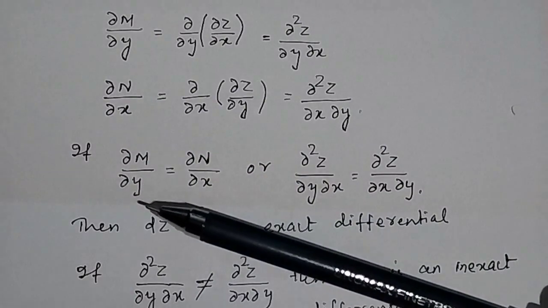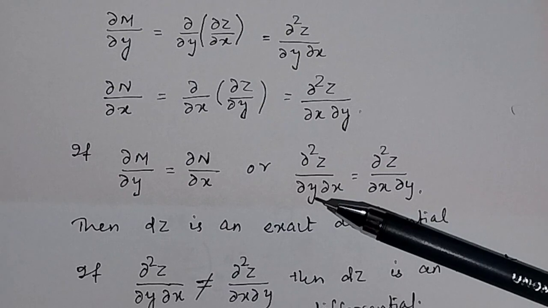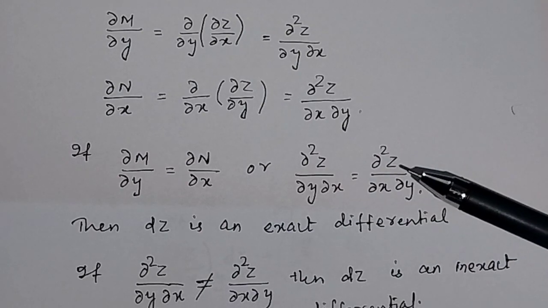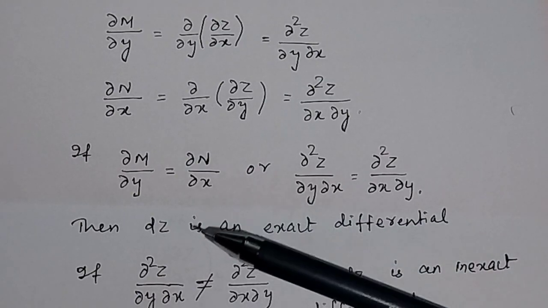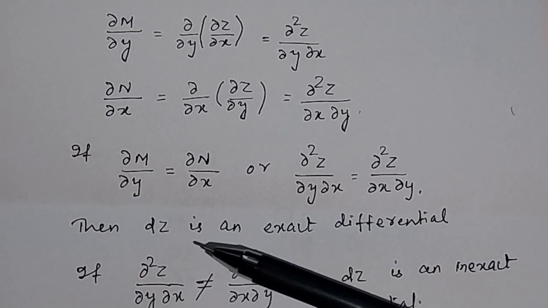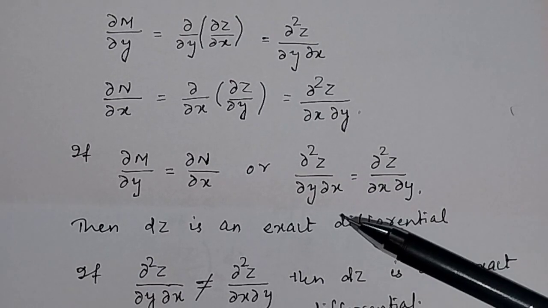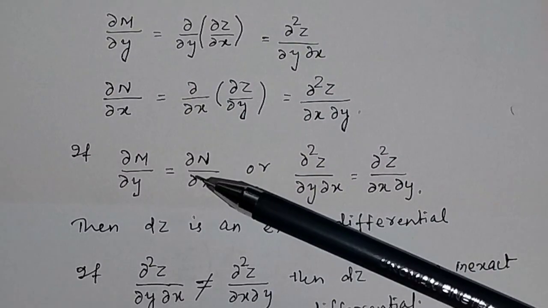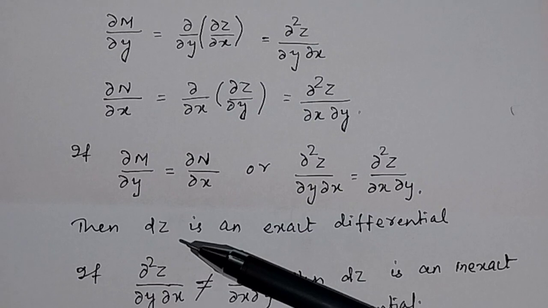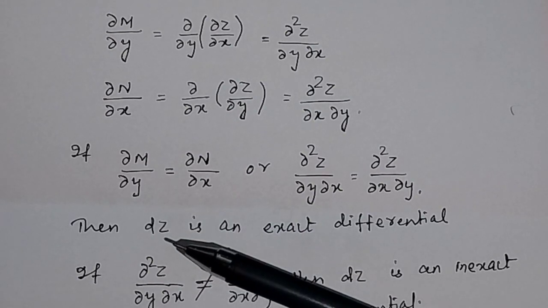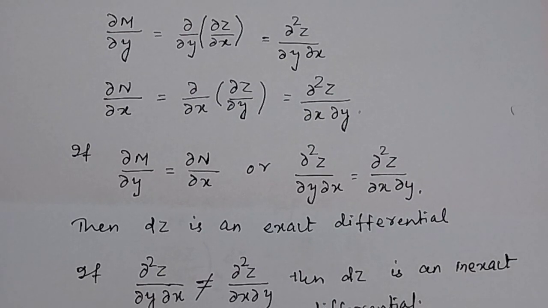You may either write this, or you may write the right hand side as the second derivative of z with respect to x and y, and the second derivative of z with respect to x and y. Then the variation of the function, dz, is an exact differential. If this condition is satisfied, then when you take the variation of the function z, that is dz, it will be an exact differential.